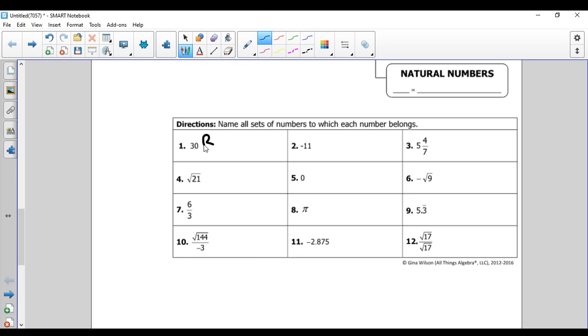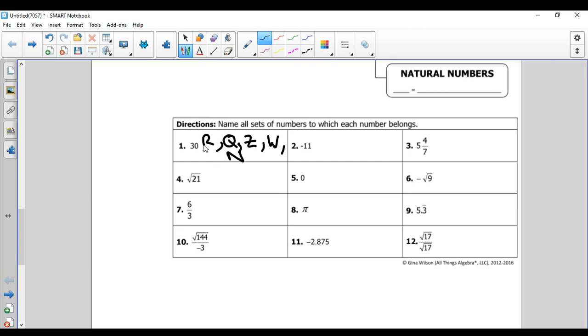So is 30 rational or irrational? Well, it ends, there's no non-repeating decimals, so it would have to be rational. And we'll put our Q. Is it an integer? Yes, because it's all numbers and their opposites. 30 is 1, so it's an integer. We'll put the Z. It's a whole number, and it's also a natural number. So this is one where it touches all bases.